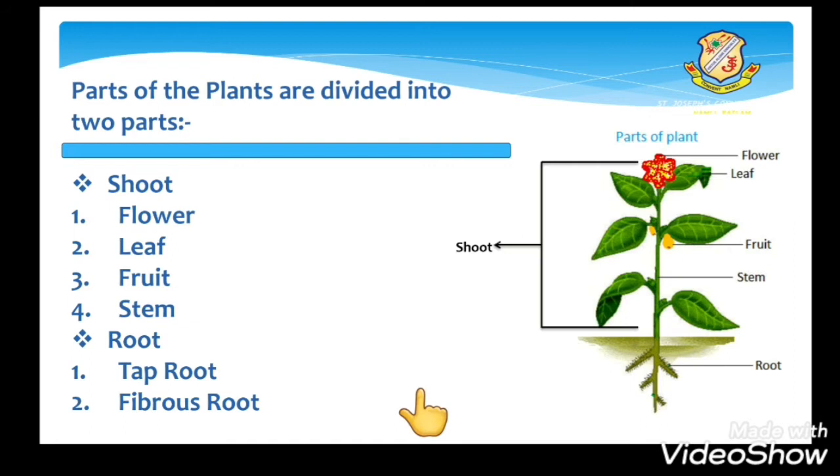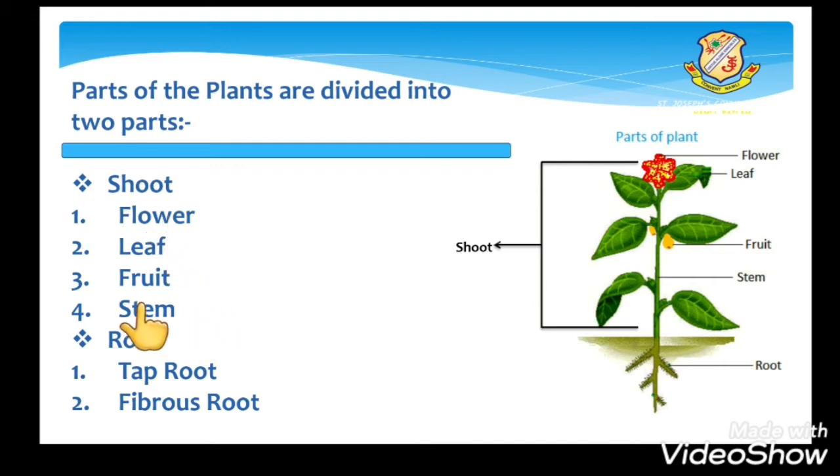Plants are divided into mainly two parts, the shoot part and the root part. The upper part, which is above the soil, is called the shoot part, and the lower part, which is below or under the soil, is called the root part. The shoot part contains flowers, leaves, fruits and stems. These all combine to form the shoot part of a plant.